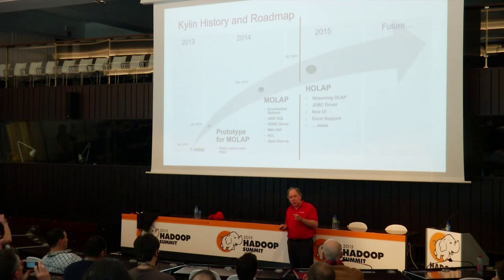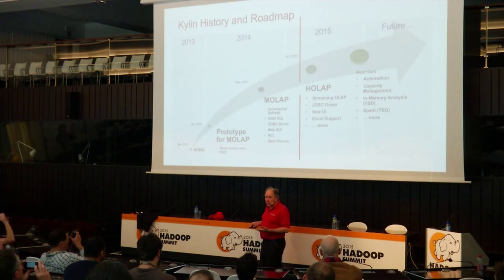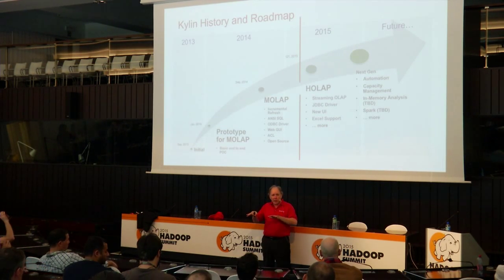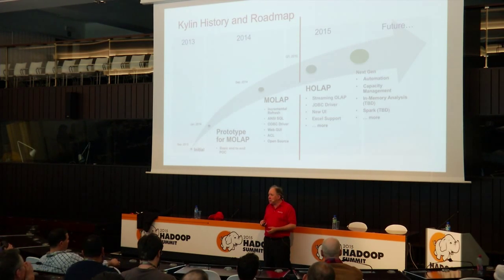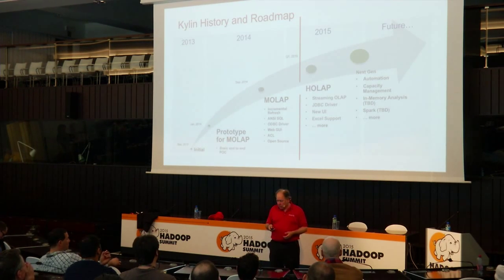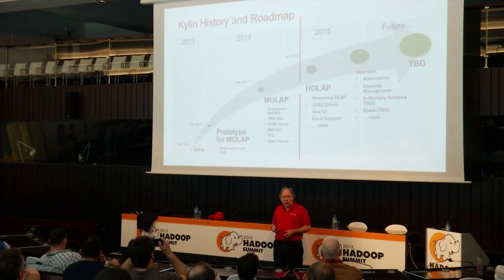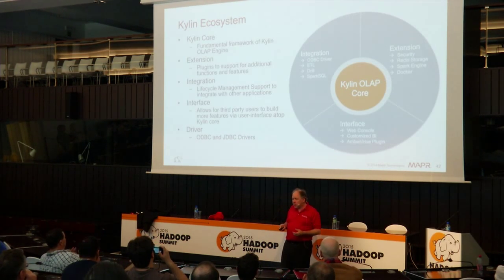I think the JDBC driver may be already available. The new UI is not ready. The Excel support, I think, is in place, and so on. You know, it's work in progress. And then the next generation, they want to see more automation, more capacity management, more ability to trade off different things, integration with more advanced offline engines like Spark, and integration with systems like Drill that have the potential for integrating the plans in a more interesting way.